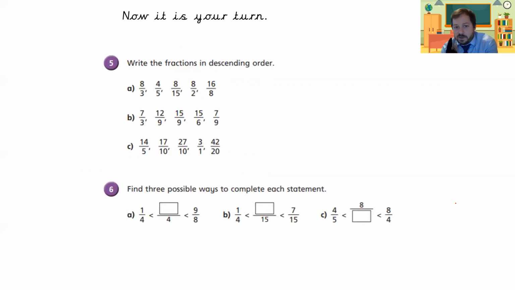So now it's your turn. Write these fractions in descending order from largest to smallest, and then find 3 possible ways to complete each of these statements, thinking carefully about it. Have a go.